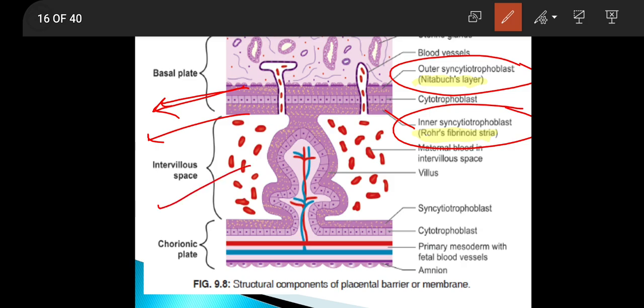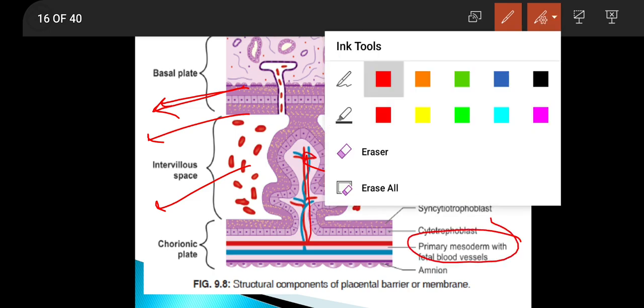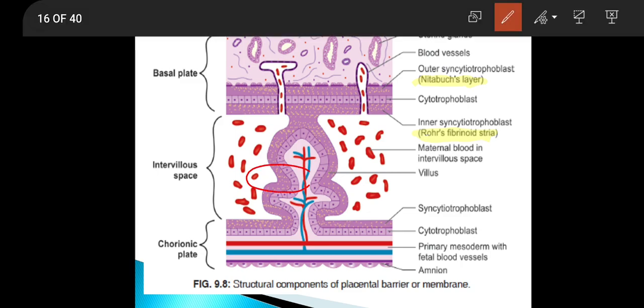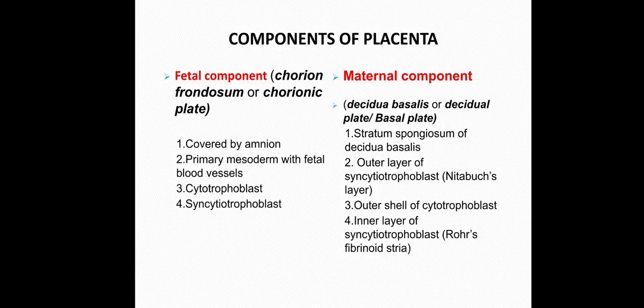And the intervillous space is filled with maternal blood, and the extraembryonic mesoderm, which is entering into the chorionic villi, contains the fetal blood vessels. So the villi have fetal blood and the intervillous space has maternal blood, and they are separated by this wall of the villi, and this will form the placental barrier or the placental membrane.